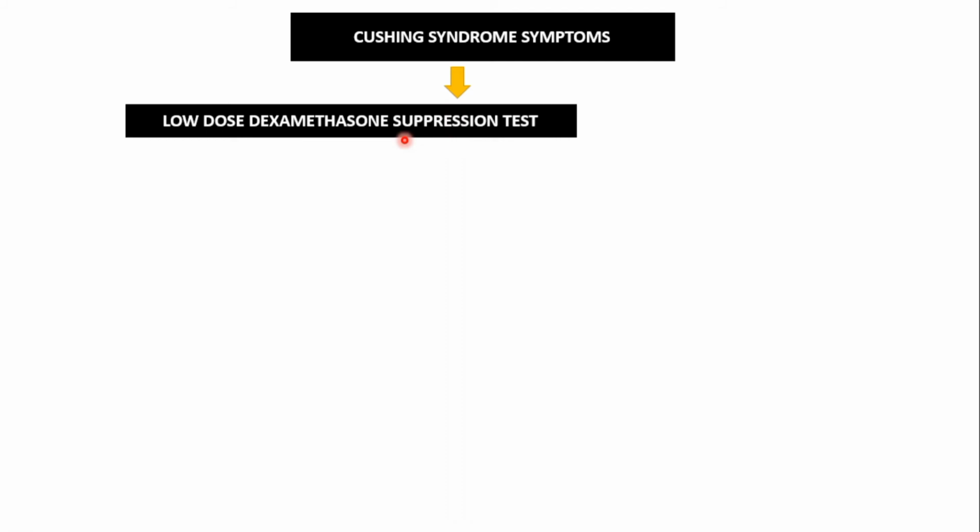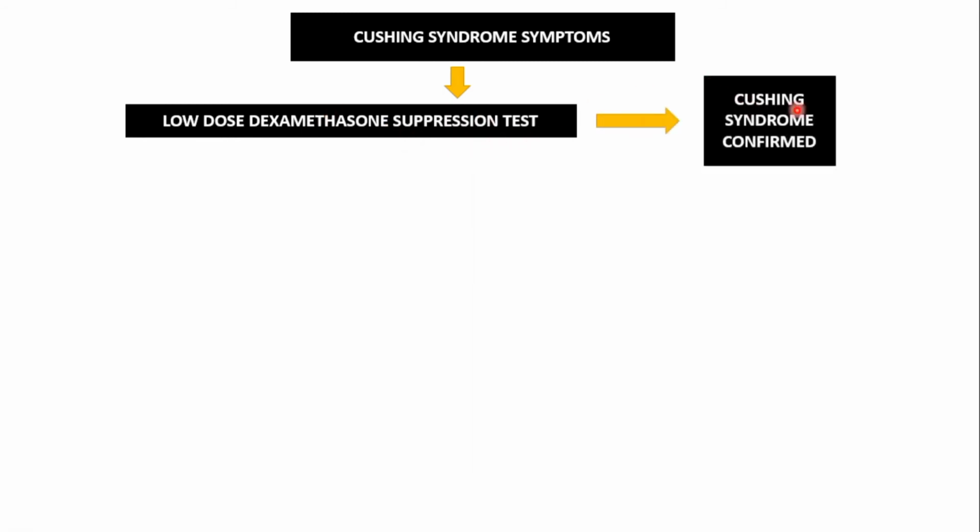But whenever the patient has Cushing syndrome, even if you give this low dose dexamethasone, that dexamethasone would go to the pituitary and decrease the ACTH, but the level of cortisol would still be high, because in Cushing syndrome the cortisol could be coming from anywhere else. So with the low dose dexamethasone suppression test, you would confirm the diagnosis of Cushing syndrome. Now you have to find the cause.